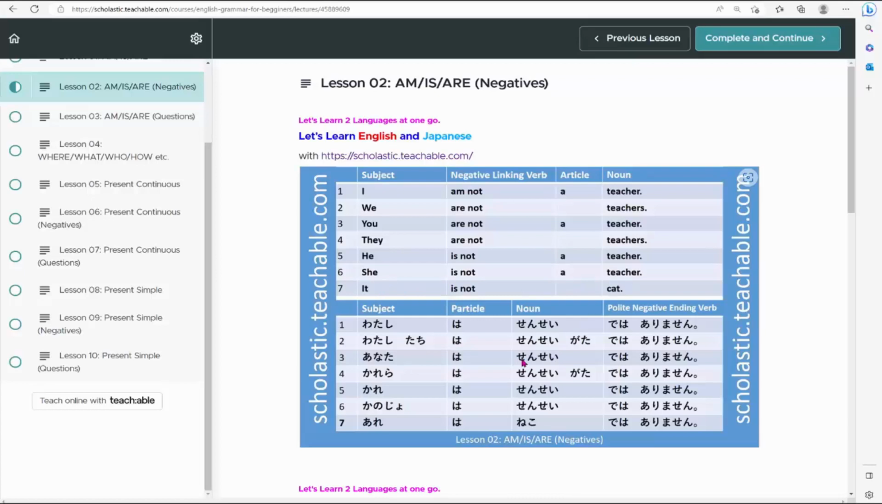She is not a teacher. Kanojo wa sensei de wa arimasen. She is not a teacher.